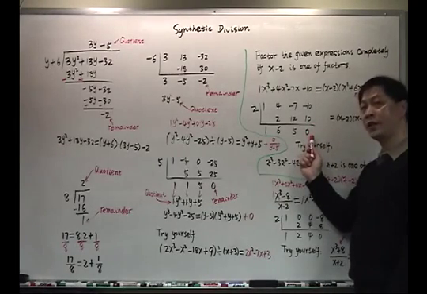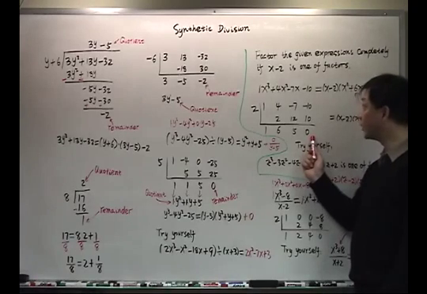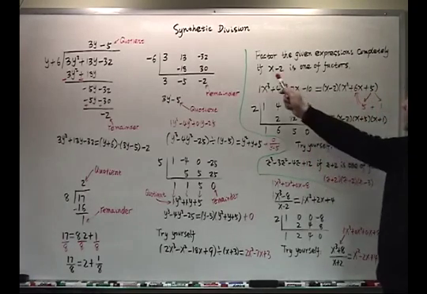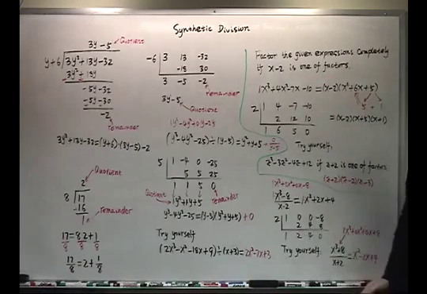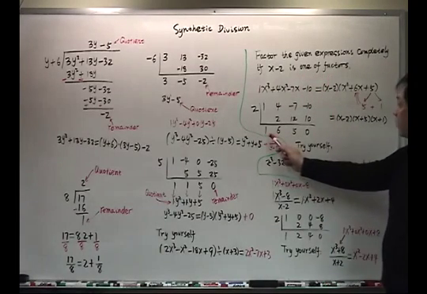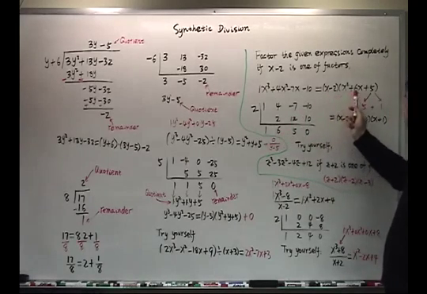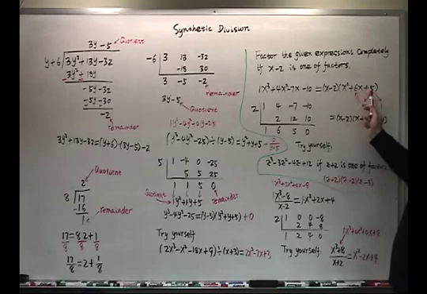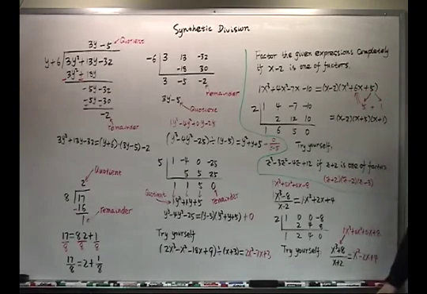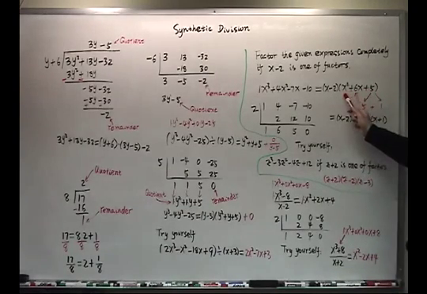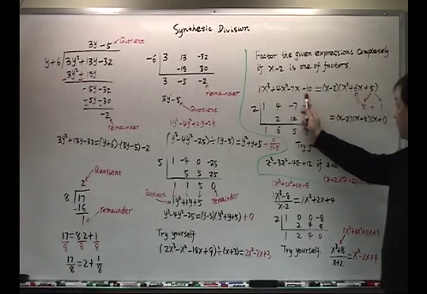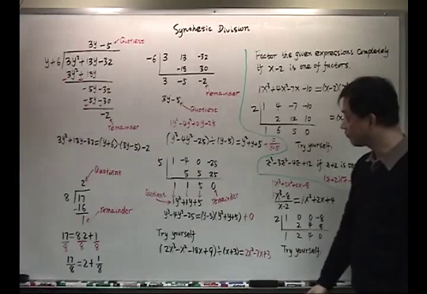So remainder is 0. That's correct, because x minus 2 is one of the factors. And then you should have x squared plus 6x plus 5. So x squared plus 6x plus 5, that's the quotient times the divisor equals the original one.